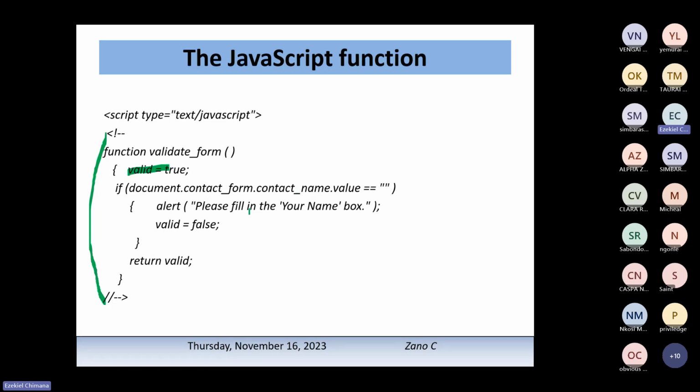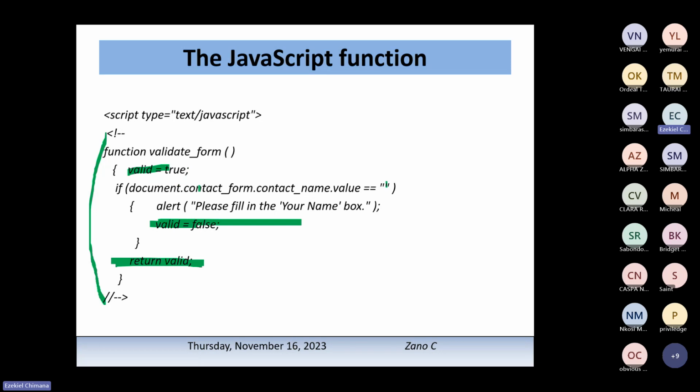So what you just need is to be able to get the value from the form. After getting the value, you check if it is empty. This is how you check if it is empty. If it is empty, you can just alert "please fill in your name box." Then we set valid to false, and we return valid. If there's nothing, we will be returning false, else we're returning true, because initially we have set this one to true.